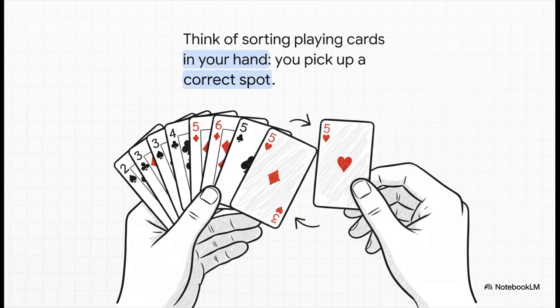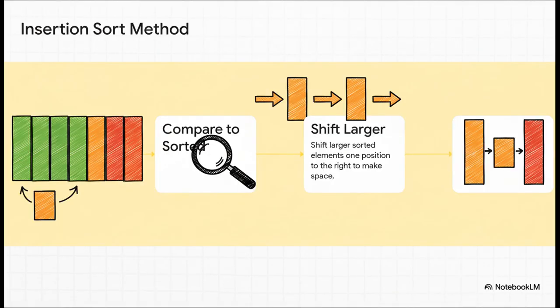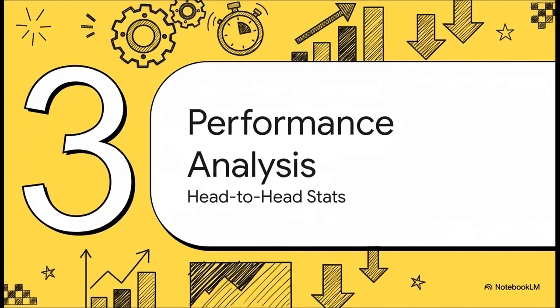You just take that new card and you slide it into its correct spot among the cards you've already sorted. So here's how it works under the hood. It maintains a sorted little section on the left. It picks up the next unsorted item, compares it backwards through that sorted part, and shifts everything bigger one spot to the right to make a gap, and then it just slots the new item right into place. Simple as that.